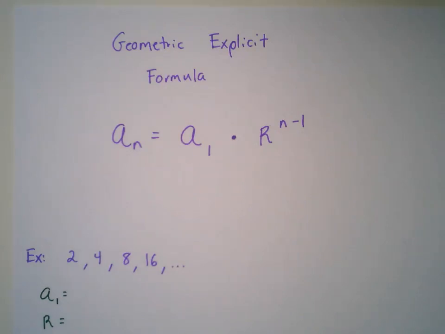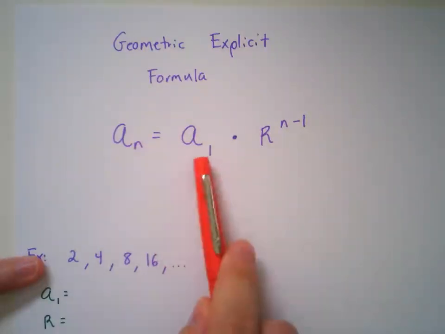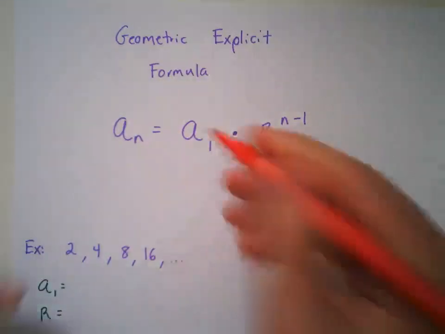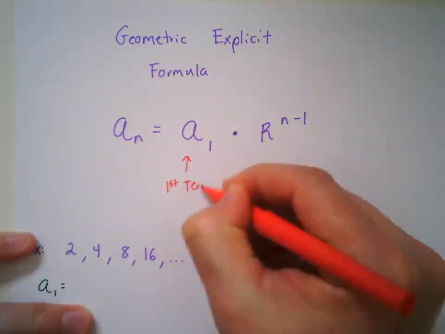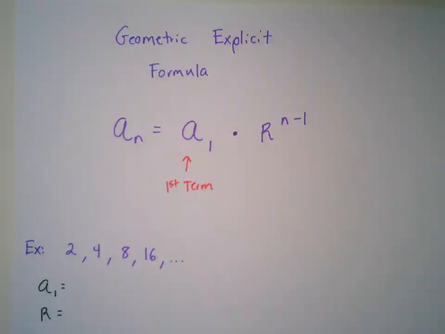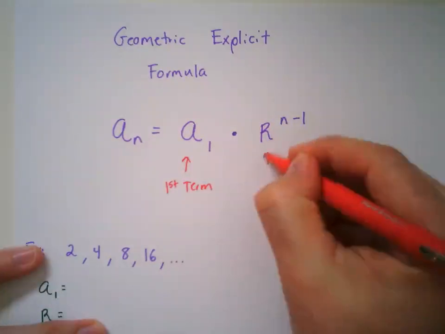All right, right now we're going to look at the geometric explicit formula. Just know that this is the formula: A of n equals A1, and A1 is your first term. Pretty simple, just your first term in the sequence, times, multiplication, your R, which is your common ratio.